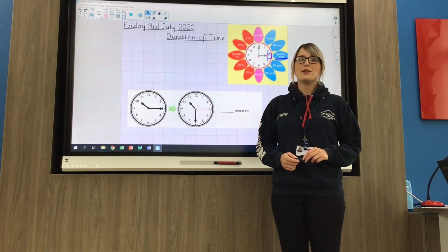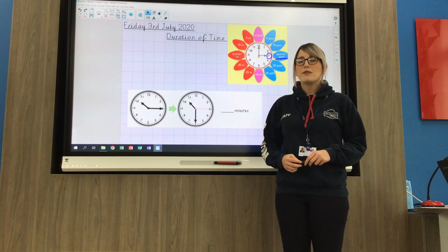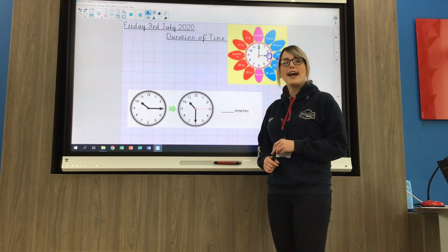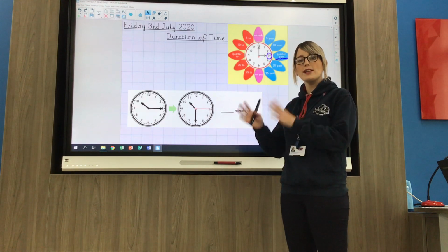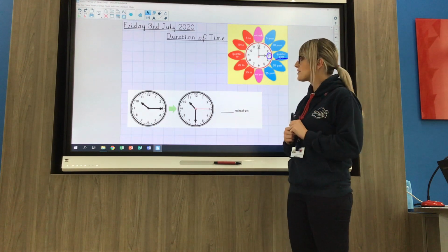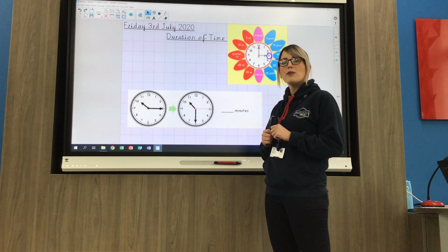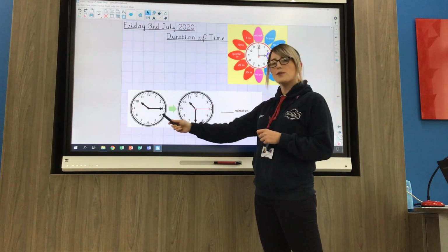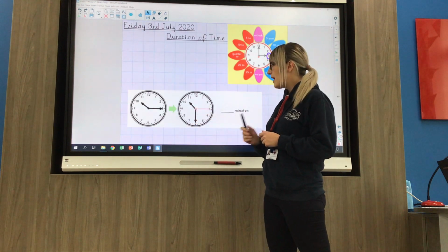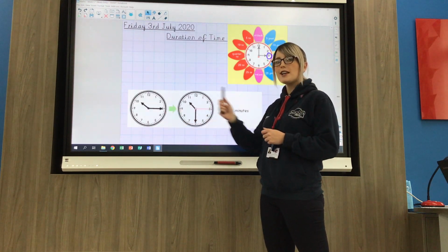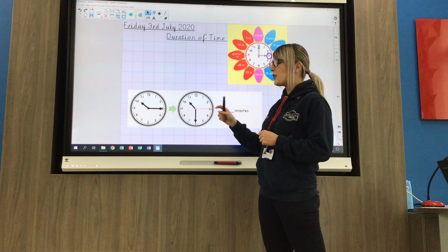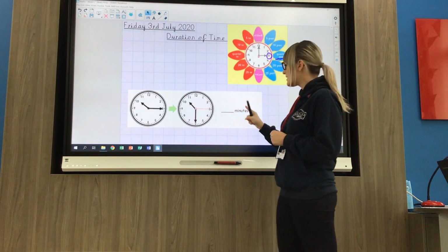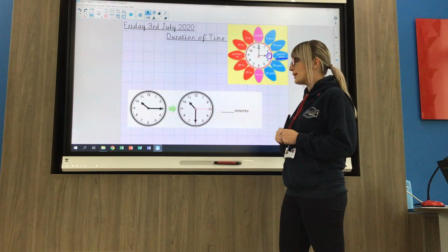Today we're going to have a little look at duration of time. So we've got some problems and we need to work out how much time has passed from one time of the day to the next. If you're doing your mile sheet today, you've got an activity which looks like this, where you've got two clocks with an arrow in between and they're displaying two different times. And it's your job to work out how much time has passed and fill in the missing number.